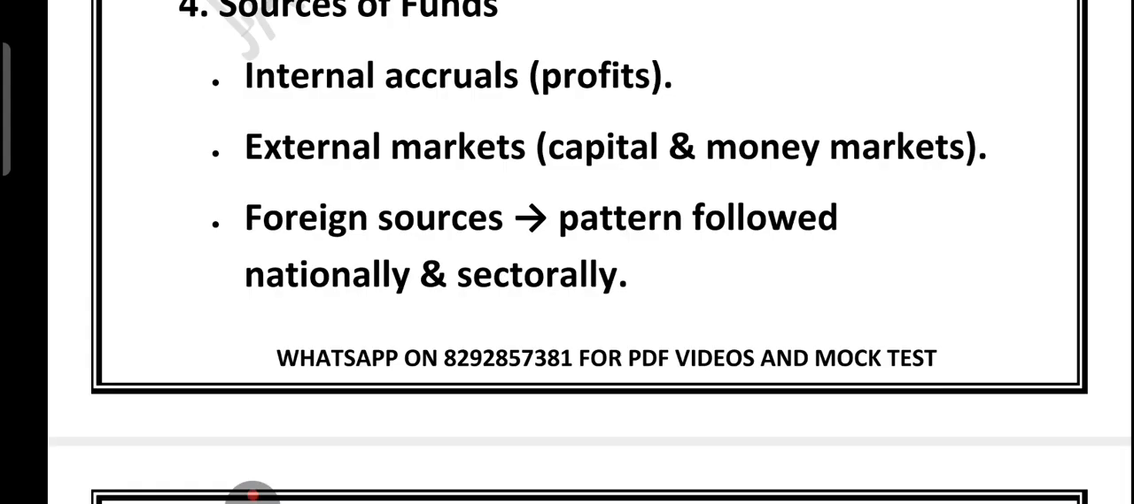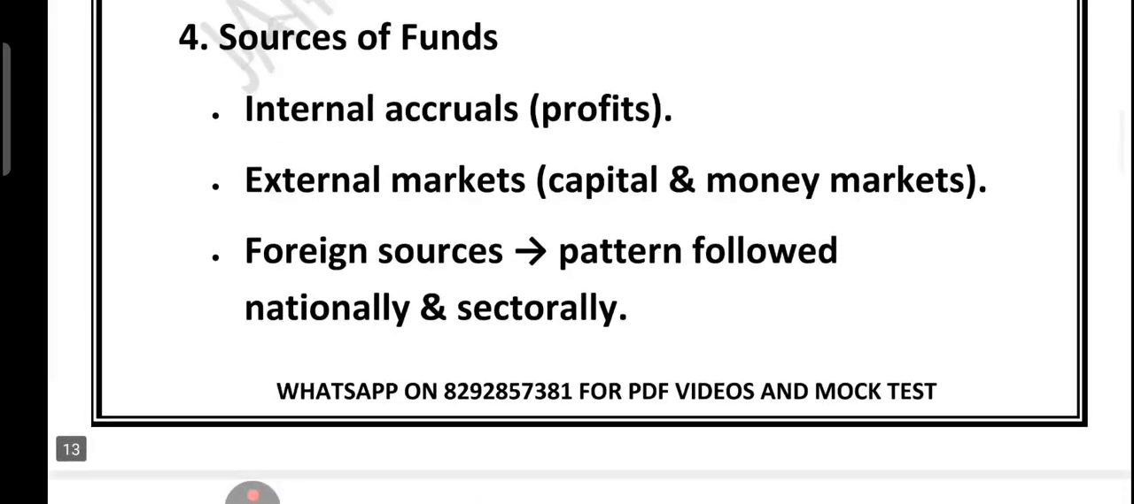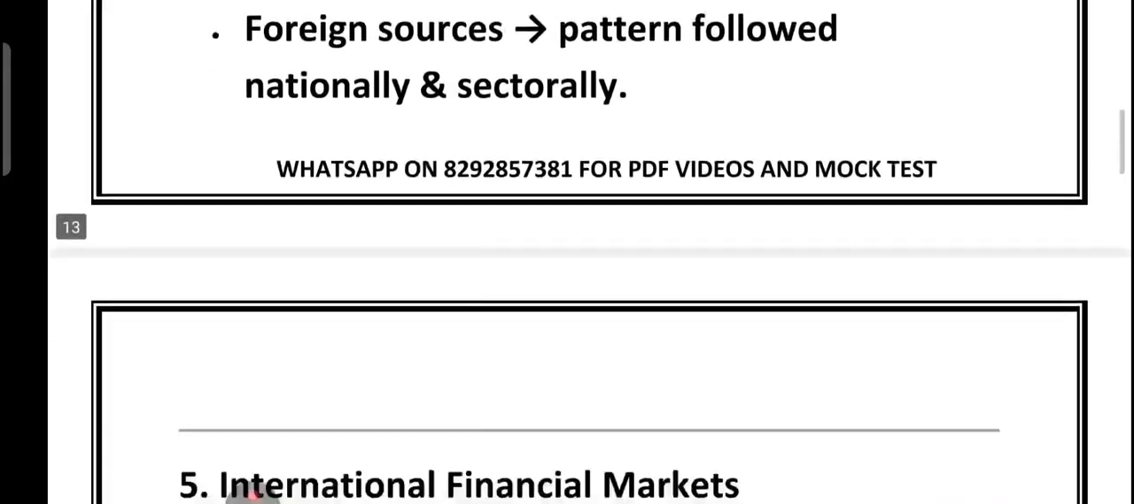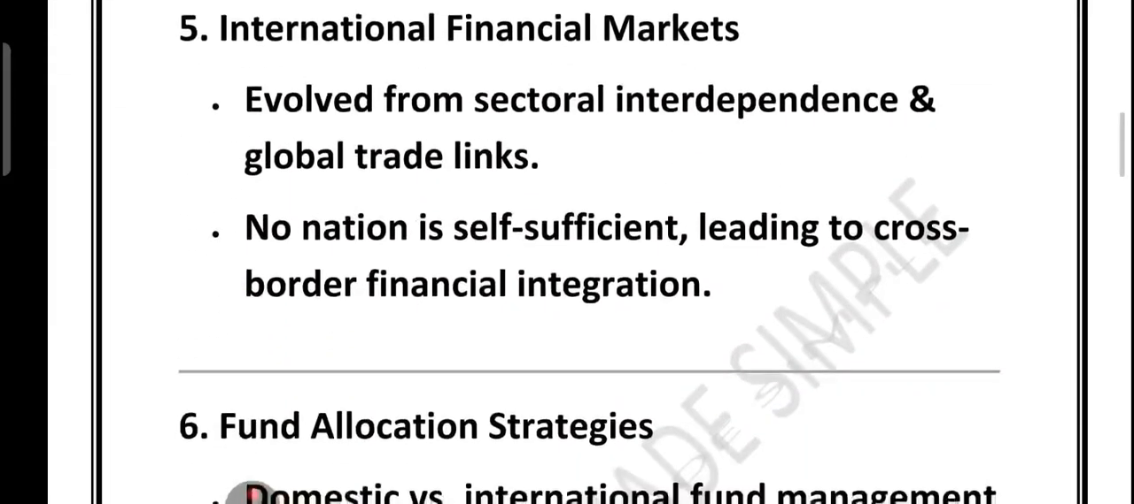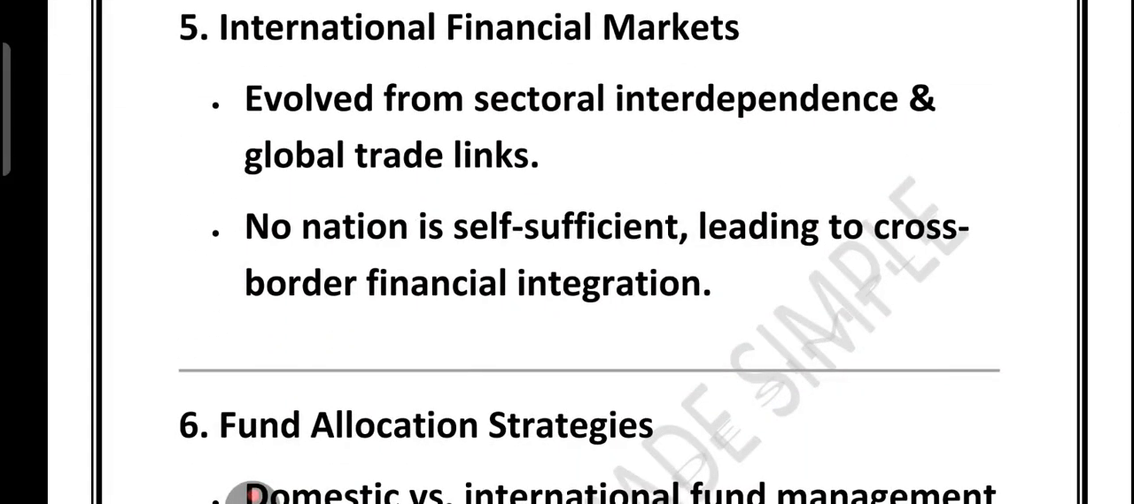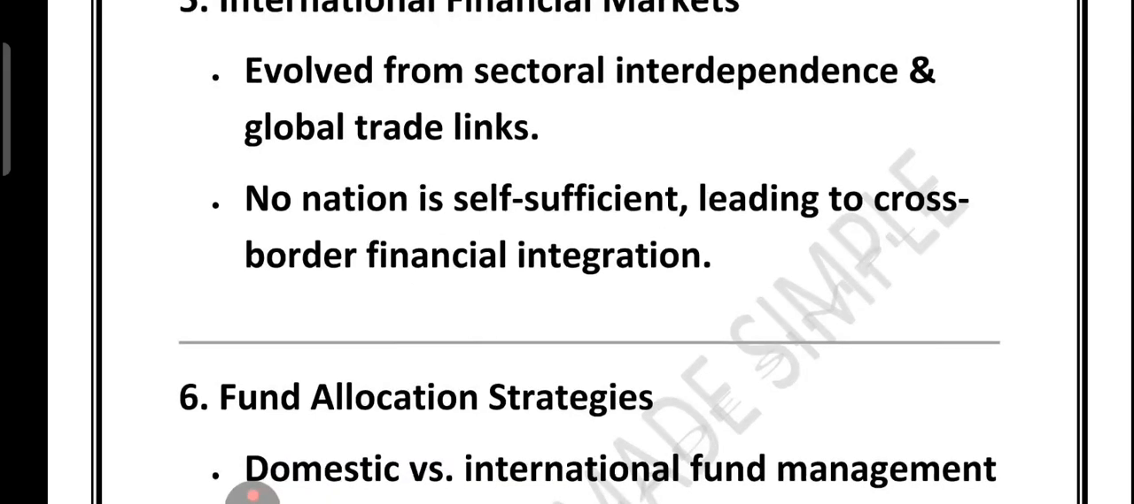So fund structure follows national and sectoral pattern. Just now I have told you the sources of fund. It can be internal, retained earnings and depreciation reserve. It can be external, capital market and money market, foreign sources. Now if you look at the international financial market, it originated from global trade expansion and sectoral interdependence. Modern economies are financially interconnected.